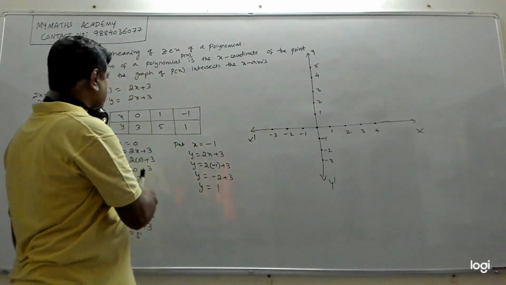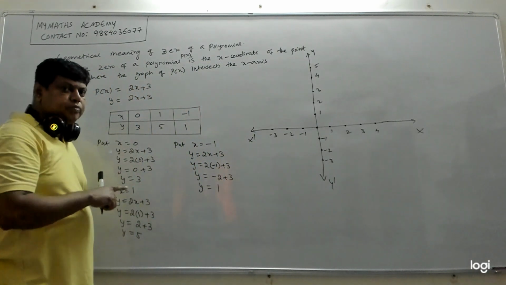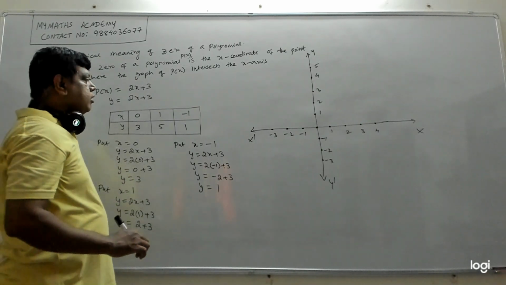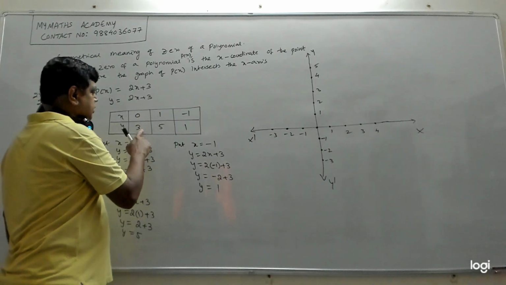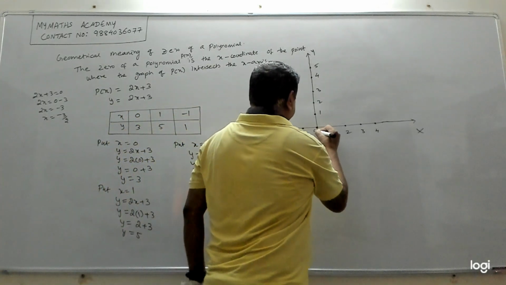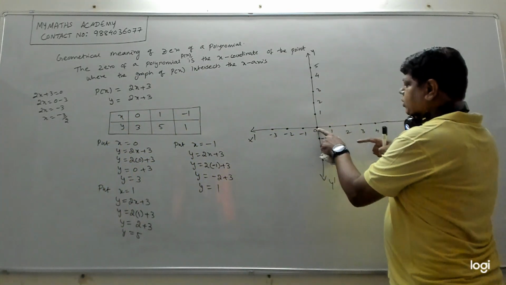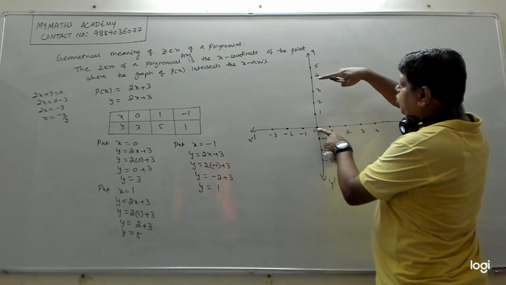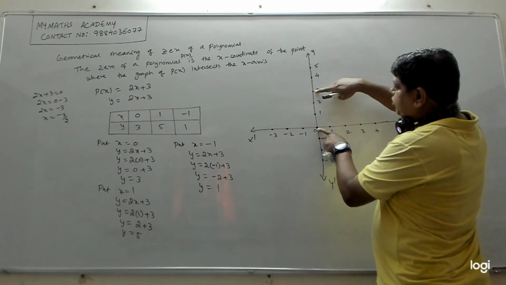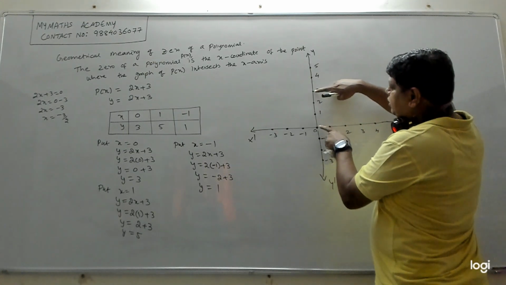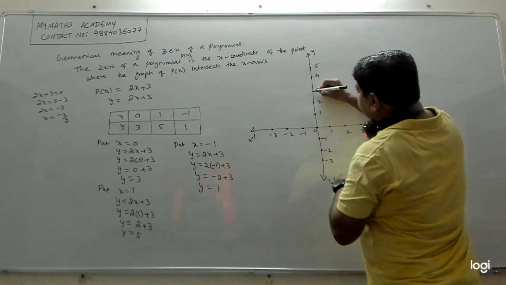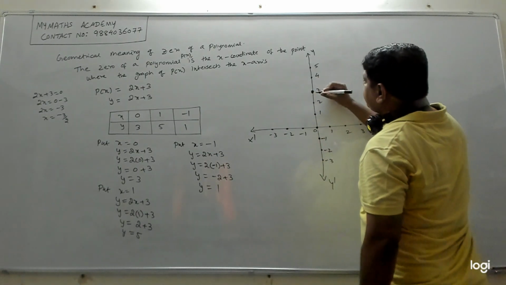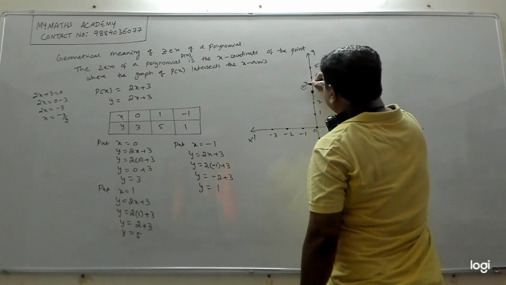Now we need to plot the points. What is the first point? (0, 3). I assume you all are comfortable in plotting points on the graph sheet. So x is 0, y is 3. x is 0 here. Then I have to keep this finger on y. y is 3 is here. So you have to move both so that they meet. So it comes here. So this point is (0, 3).